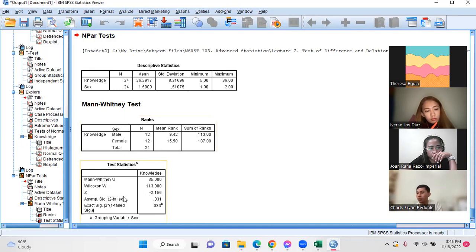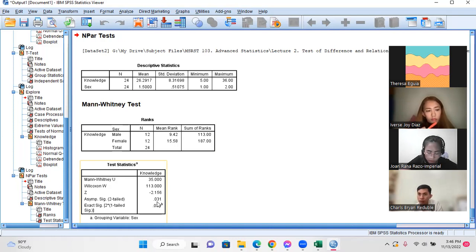So, let's look at the asymptotic significance two-tailed. Ayan, it's less than 0.05. So, what do we mean? So, what do we imply here? There is a significant difference on the knowledge of solid waste management between male and female. Mataas nga lang ang female, which has the mean score of 15.58.